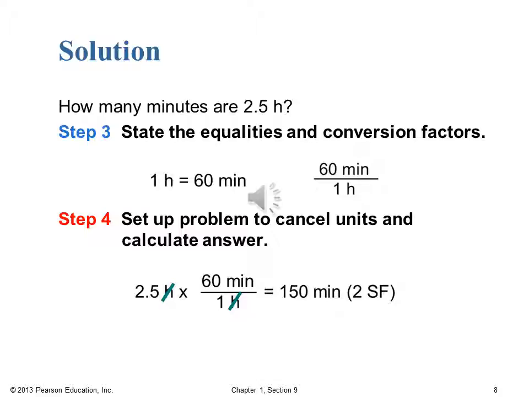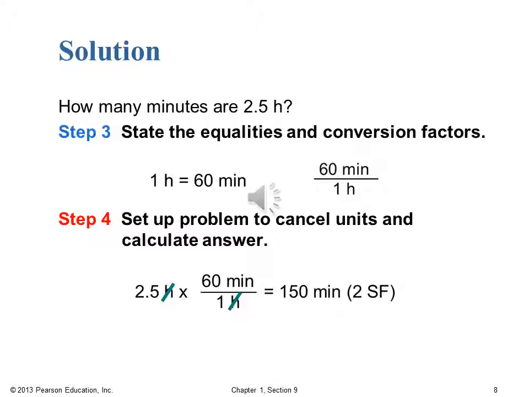Moving into step 3, we're going to state the equalities and the conversion factors. So 1 hour equals 60 minutes. So we could have either 60 minutes over 1 hour, or we could have 1 hour over 60 minutes. But you probably already caught on that we really need the hour unit in the denominator, because we're starting with the hour unit in the numerator of that 2.5 hours. And then finally, step 4 would involve setting up the problem to cancel units and calculate the correct answer.